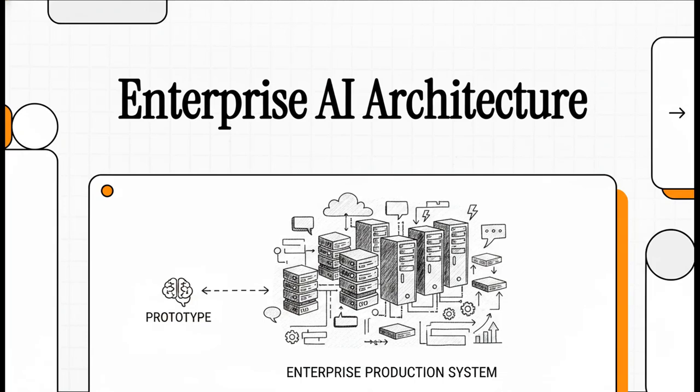Welcome to This Explainer. Today, we're diving straight into one of the absolute biggest engineering headaches out there right now: taking a large language model from a basic, functional prototype all the way to a rock-solid enterprise production system. It's an intensely complex architectural journey, but we're going to untangle exactly how it all works.